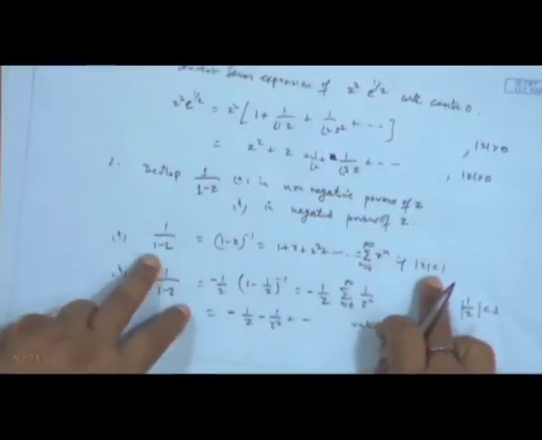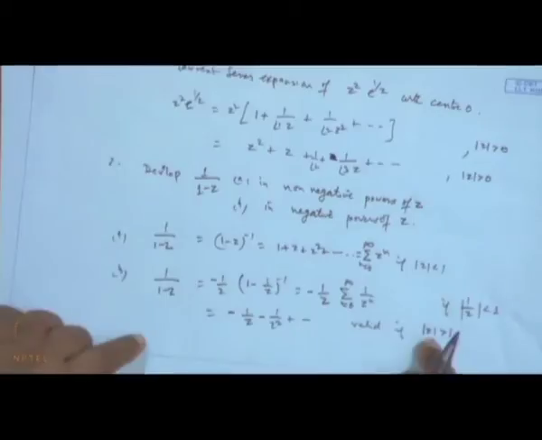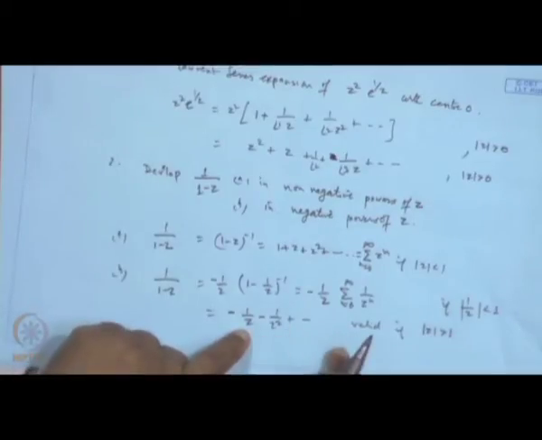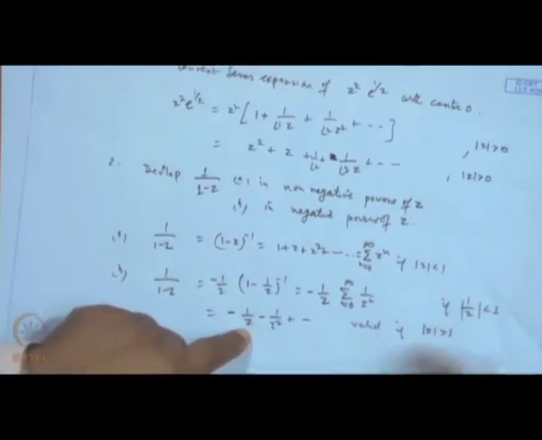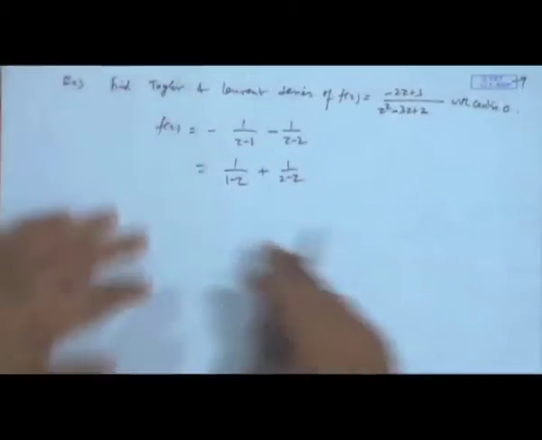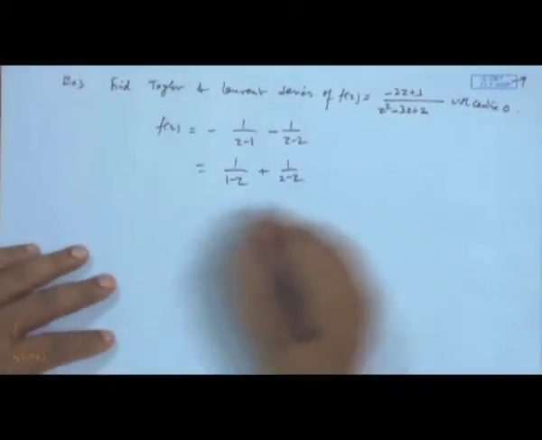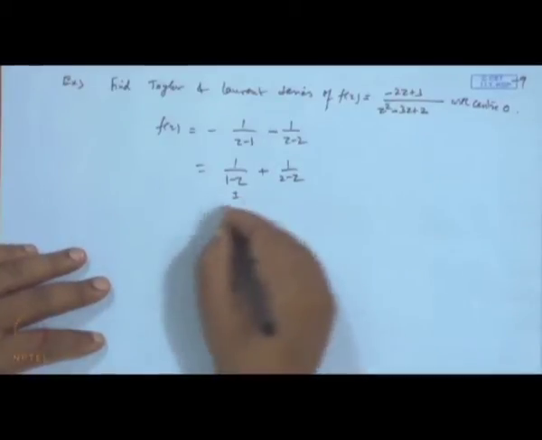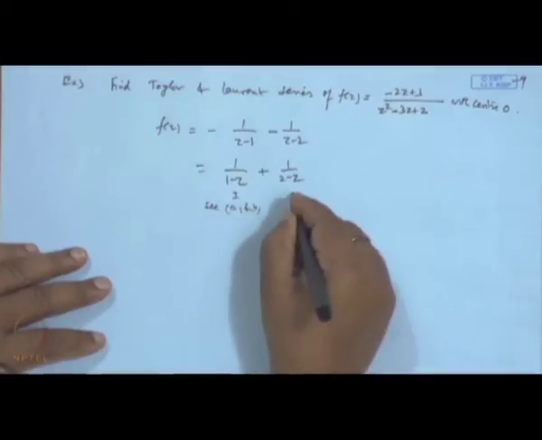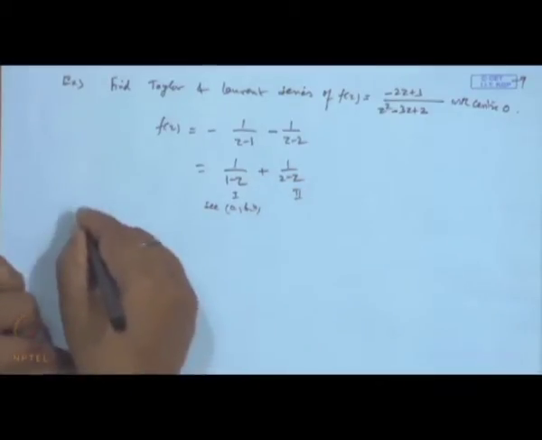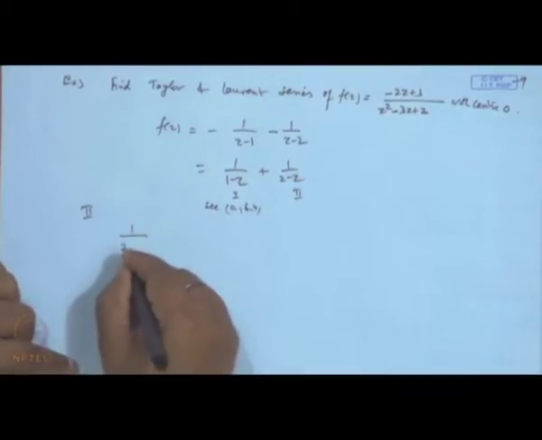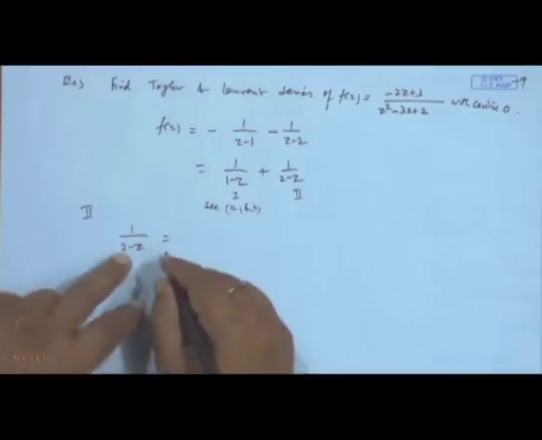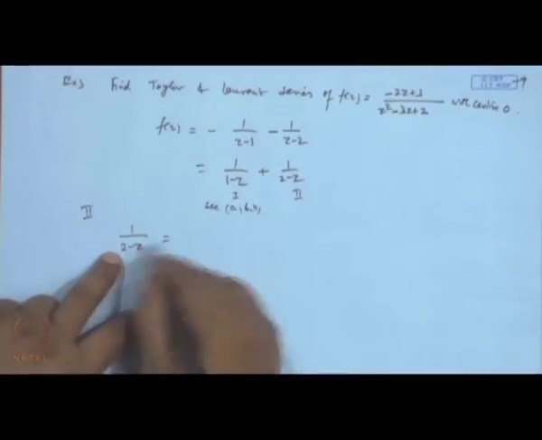If mod z less than 1, it has positive powers. When mod z greater than 1, it has negative powers of this, is it not? So, we can get the expansion. However, for the second part, first part is done, a and b, and for the second part, if we write 1 over 2 minus z in the positive powers of z, take 2 outside.